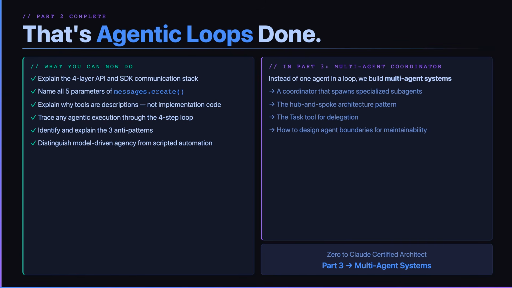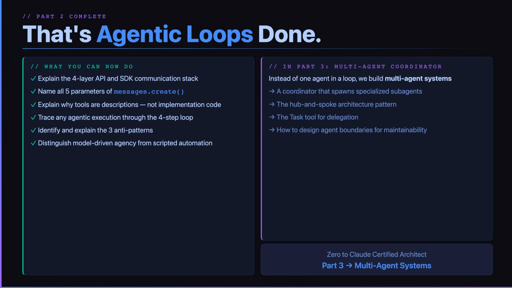That covers task 1.1 completely. You can now explain the full agentic loop, the communication stack, the 5 parameters, the tool description pattern, the 4-step cycle, and how to distinguish model-driven agency from scripted automation.